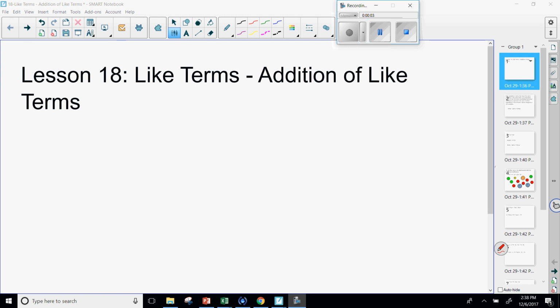Okay, so this next lesson, what we're going to work with is recognizing what like terms are and then adding like terms together.